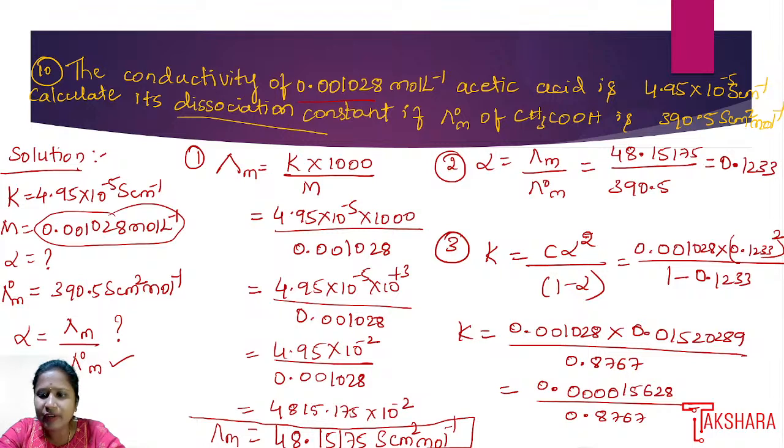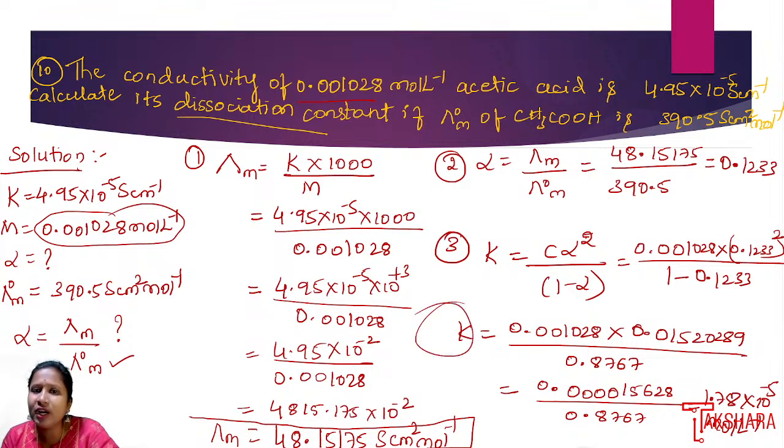If you solve separately, 0.4015 divided by 0.8767, we will get the answer 1.78 into 10⁻⁵, that is 0.0000178. I write it as 1.78 into 10⁻⁵ mole per liter. Okay, so this is the K value. K is the conductivity, so the value we get is 1.78 into 10⁻⁵ mole per liter.